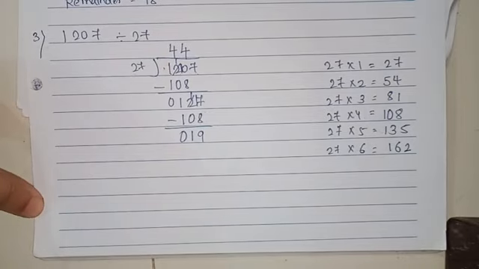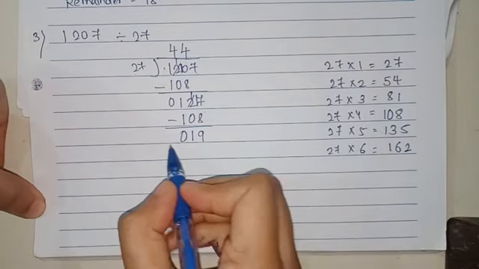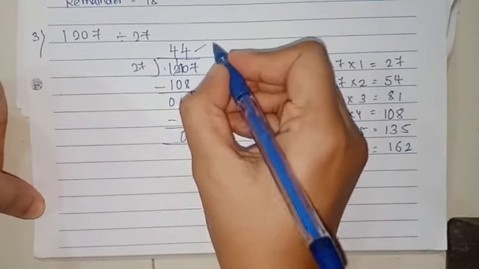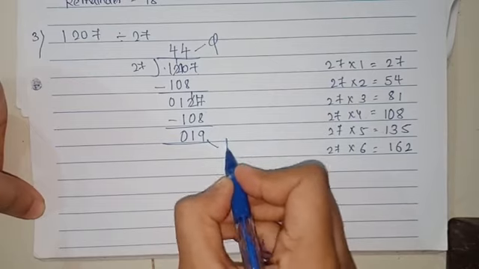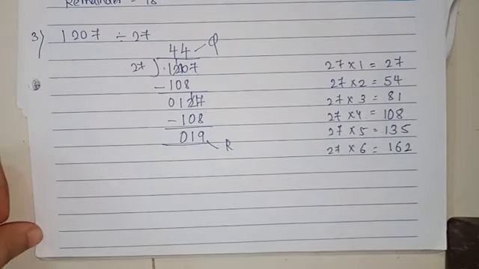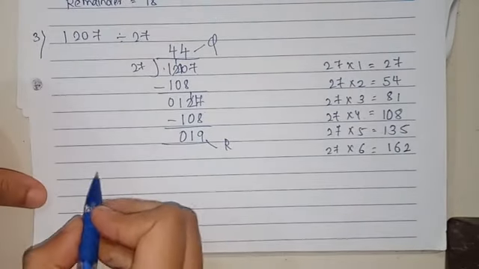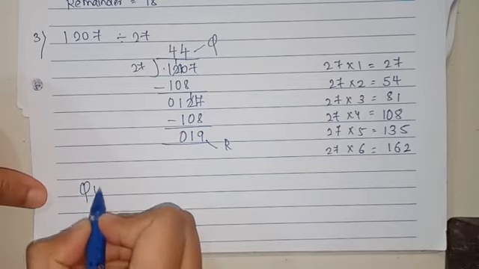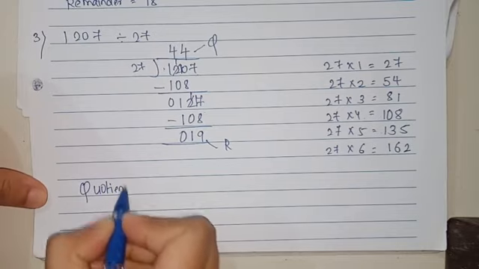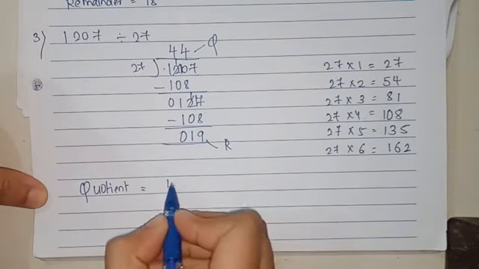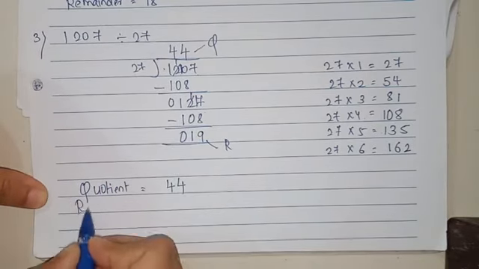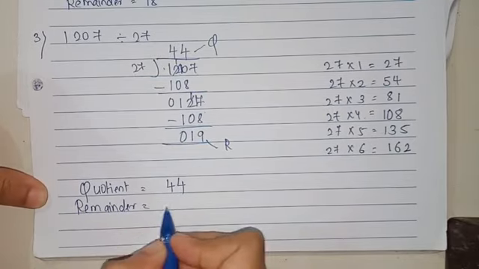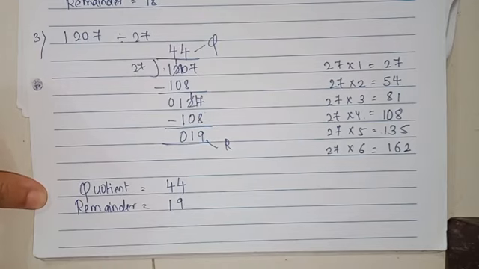Okay, so we get our quotient 44 and remainder 19. Got it? So we will write as quotient is 44 and remainder we get is 19. Got it?